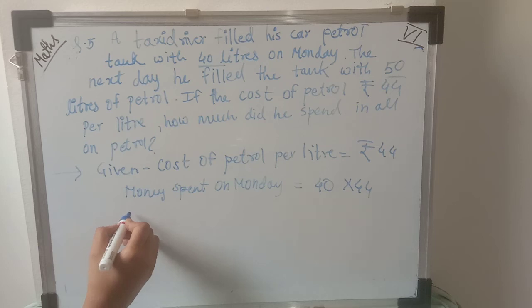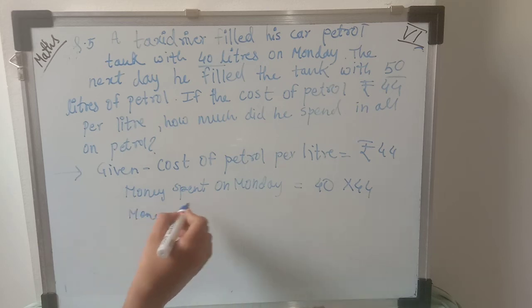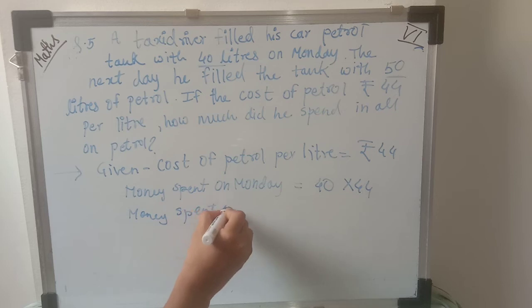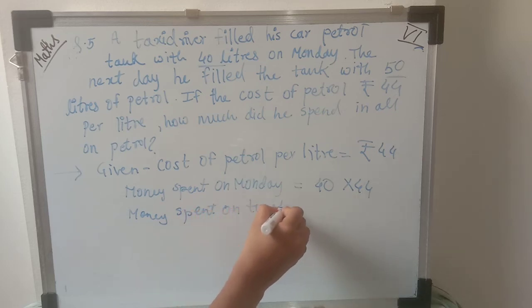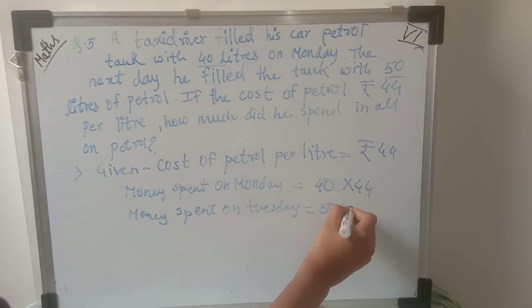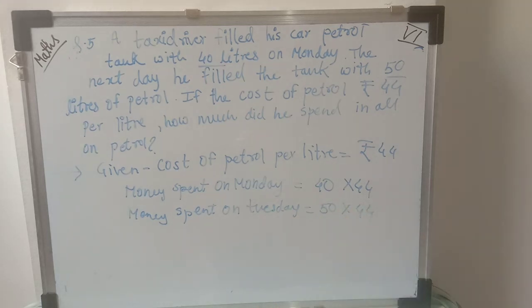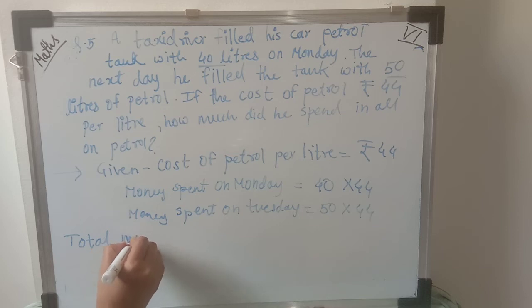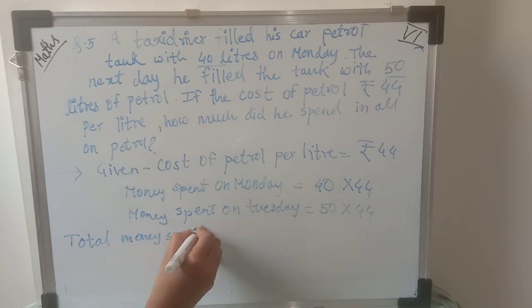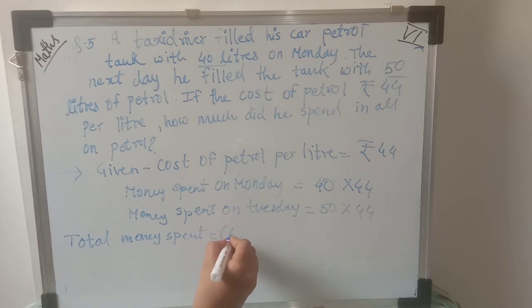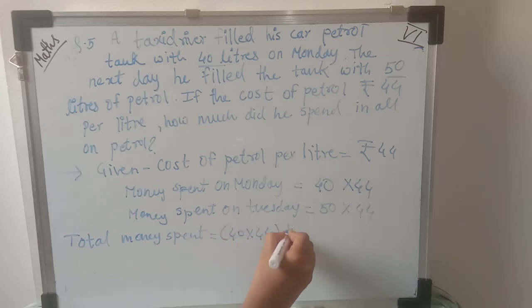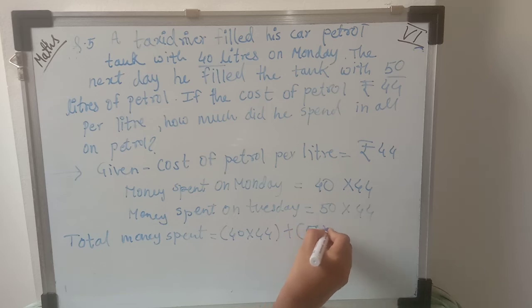Okay, now we have to write money spent on the next day, meaning Tuesday. Spent on Tuesday, how much petrol he filled, that is 50 liters. We don't know the cost, so we will multiply with 44. Now we have to find out total money spent. So how much did he spend in total for this much petrol, so we have to add the petrol of both days. Total money spent. So here what we have to do is 40 multiplied by 44 plus 50 multiplied by 44.